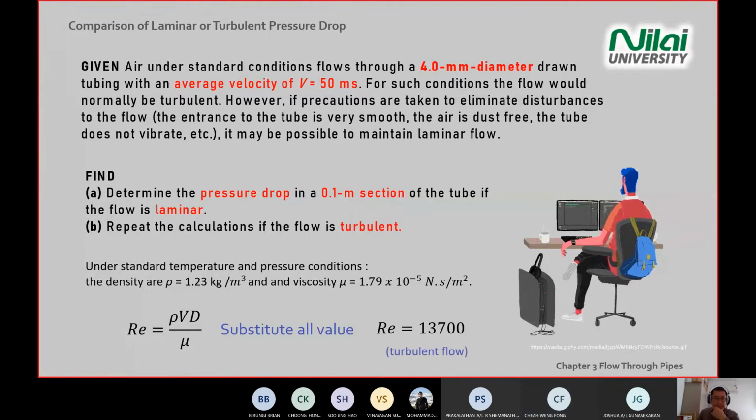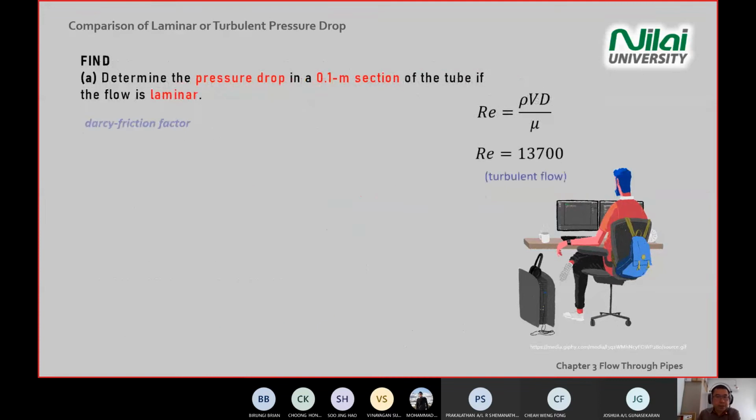All right, now from this number, we know that it's turbulent flow. If your number is less than 2100, then it's laminar. So when you want to solve a chapter 3 question, always start with the Reynolds number so that you know the state of the flow, and whether you want to use the laminar flow equation. So it's very important. All right. Now we start to solve the question.